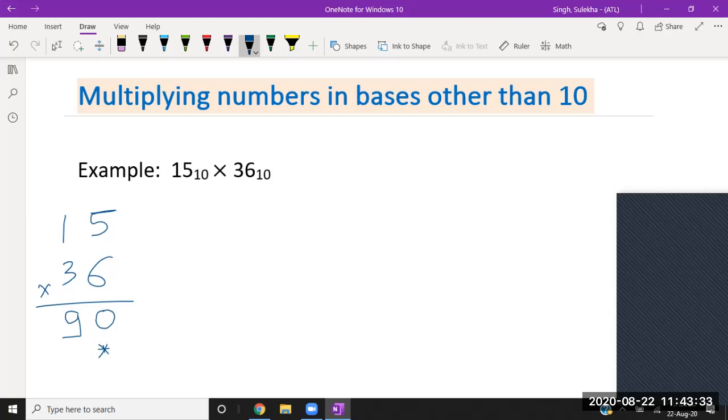You shift one place to the left and then multiply the second digit with the first number. So 3 multiplied by 5 is 15, so you write only 5. Then you multiply 3 with 1, that is 3, plus the previous carry of 15, that is 1, and 3 plus 1 is 4, that is 45.